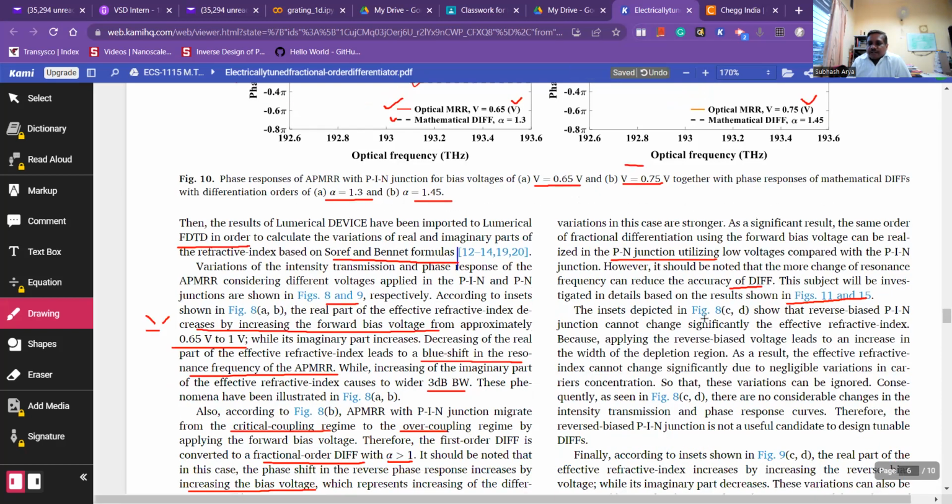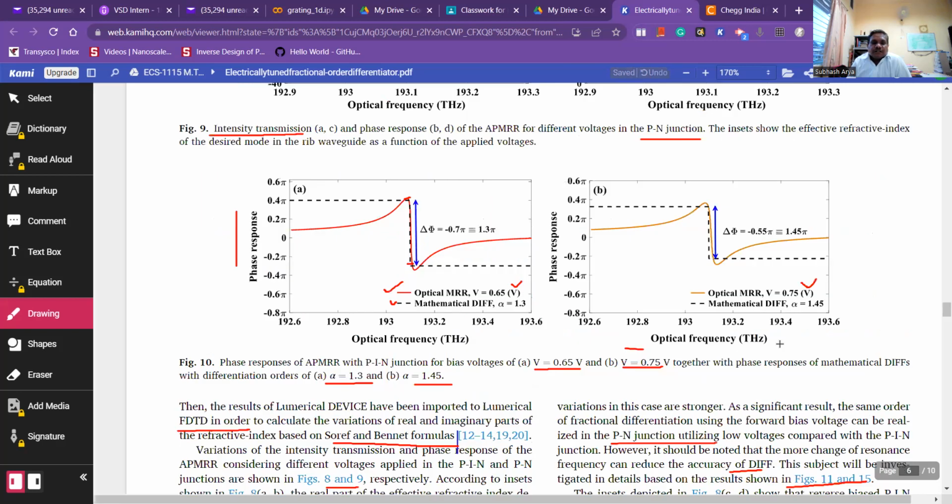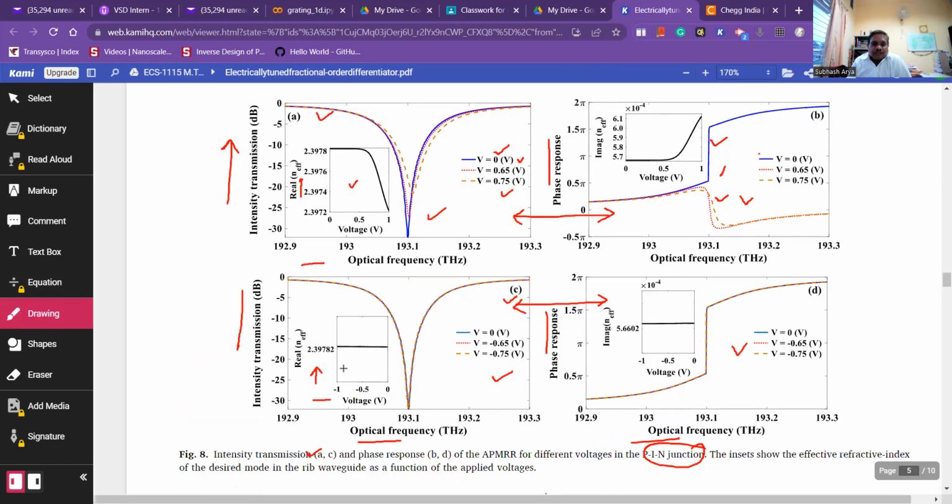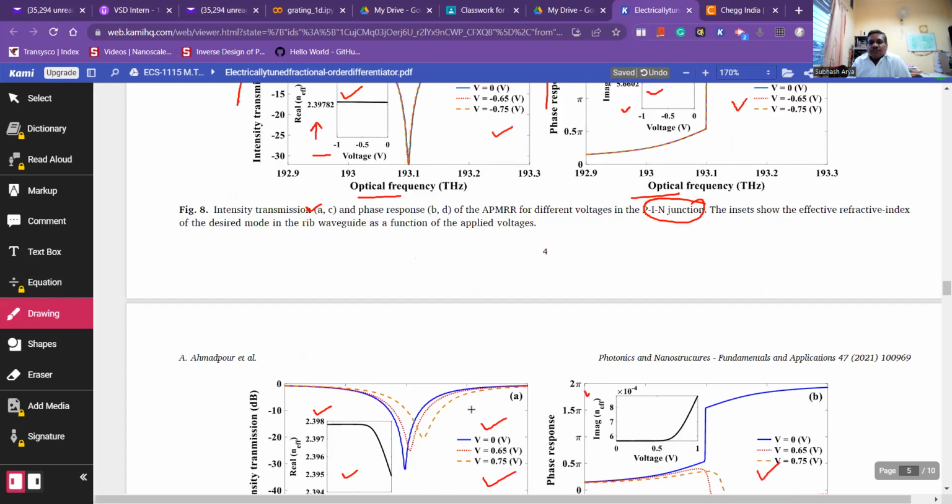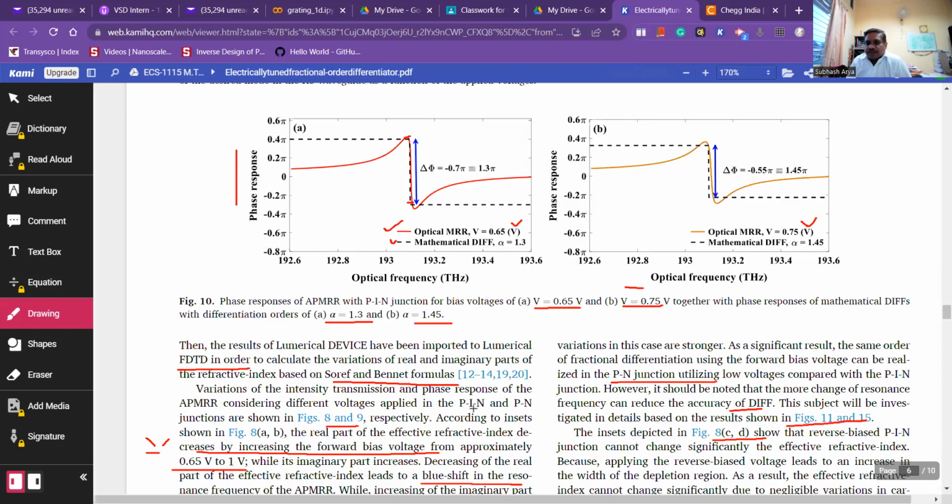The inset depicted in 8C and D shows the reverse bias PIN junction cannot change significantly the effective refractive index. Now 8C and D, here we can see there is no change in the effective refractive index with respect to changing the voltage. So here also, reverse bias is not possible. You can see there is no change in the phase, there is no blue shift or red shift.